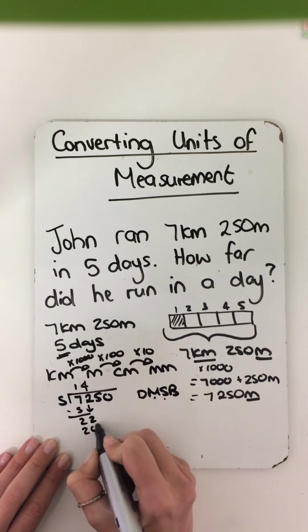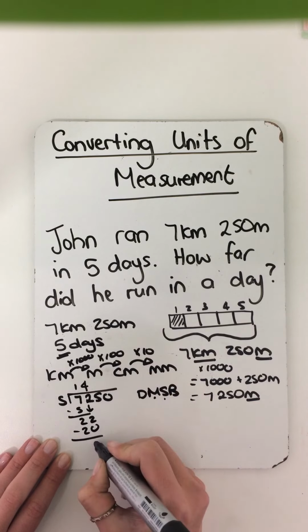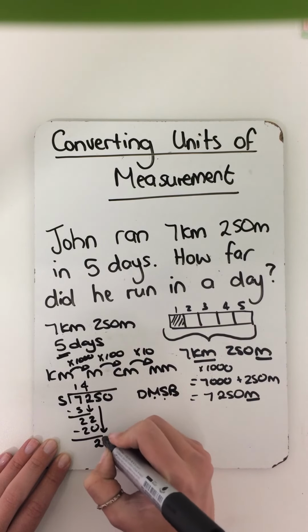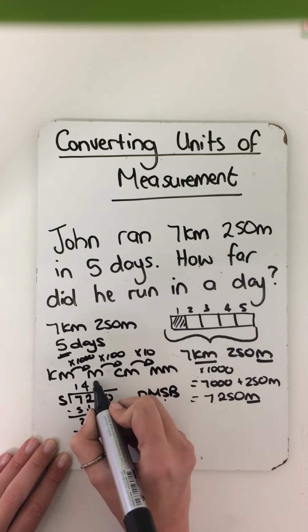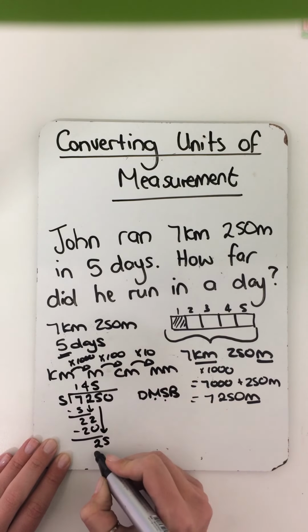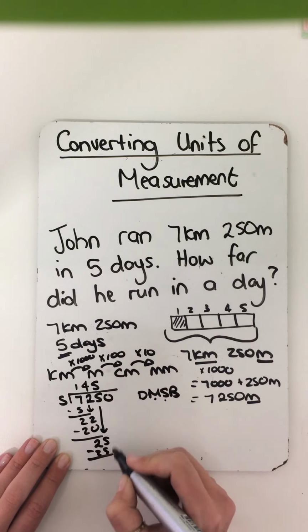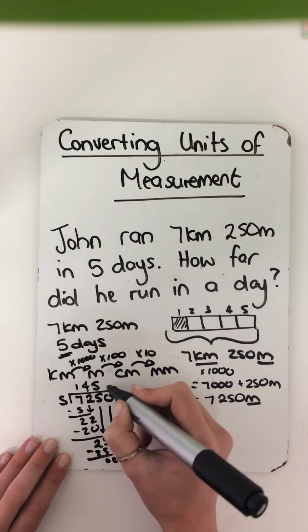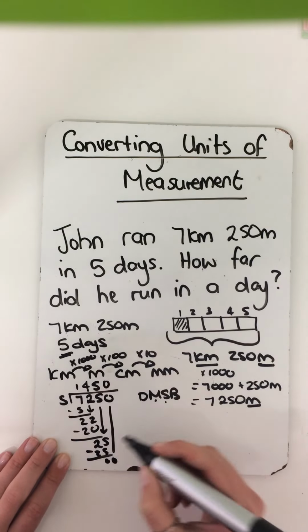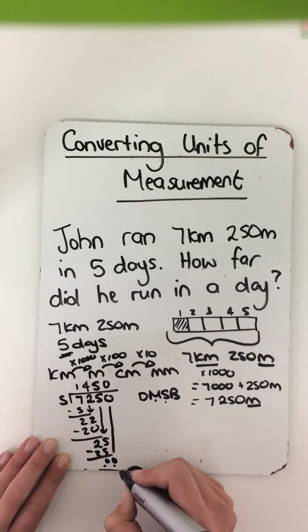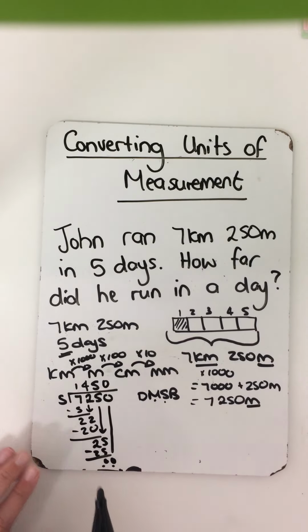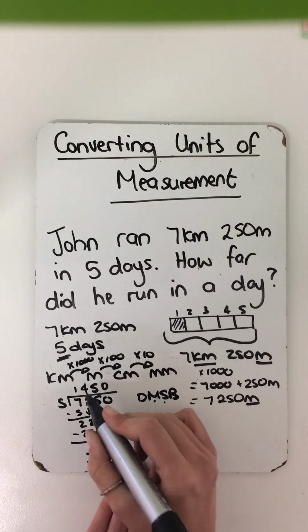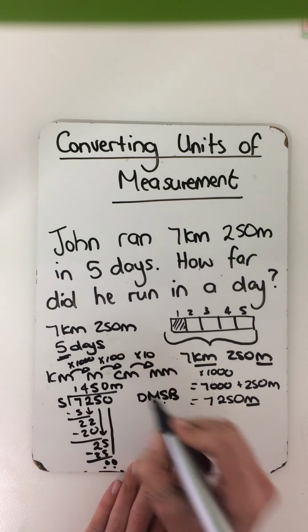4 times 5 is 20. 22 minus 20 is 2. Bring down the 5. 5 into 25 goes 5 times. 5 times 5 is 25. 25 minus 25 is 0. Bring down the 0. 5 into 0 goes 0 times. 0 times 5 is 0. 0 minus 0 is going to give me 0. So my answer is 1,450 meters.